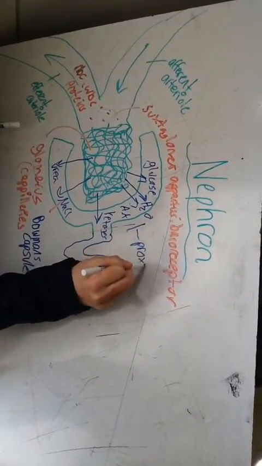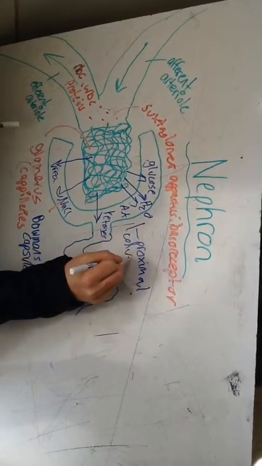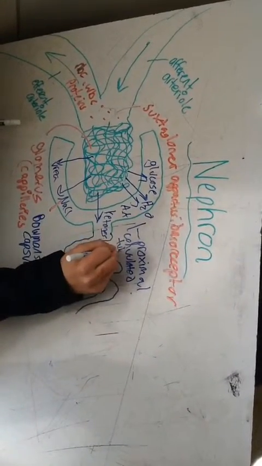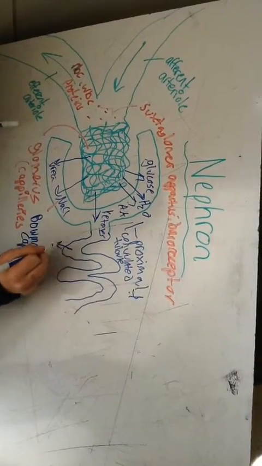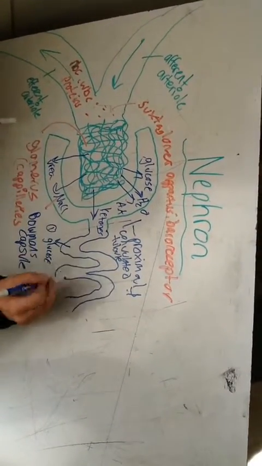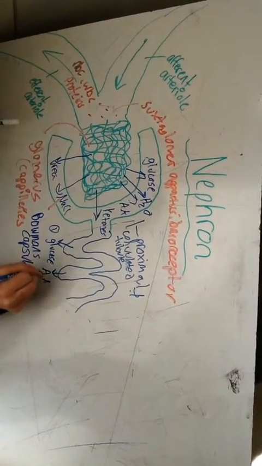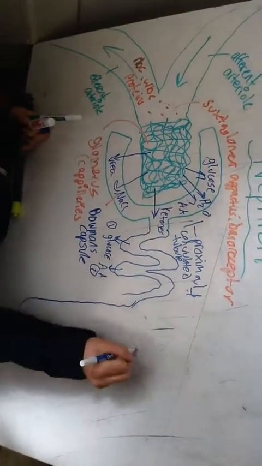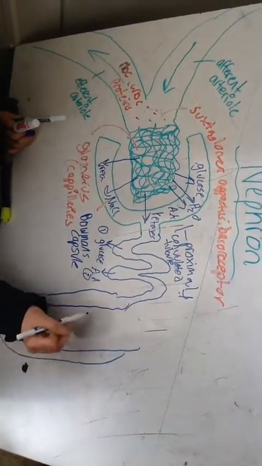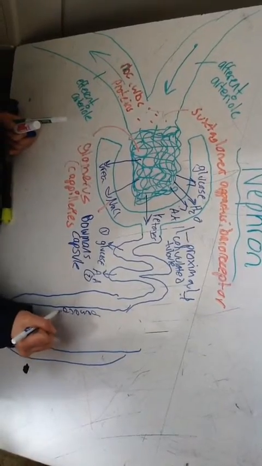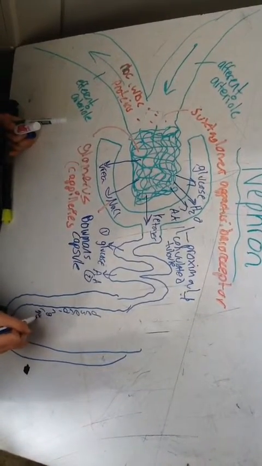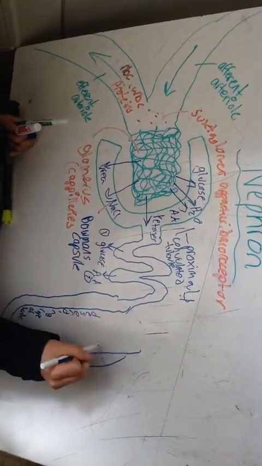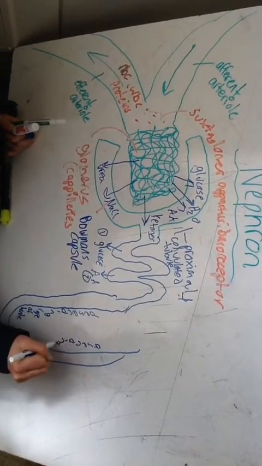They move into the proximal convoluted tubule where glucose and amino acids are reabsorbed into the bloodstream. The rest move into the loop of Henle. In the descending loop of Henle, salt is reabsorbed into the blood, followed quickly by water, which is reabsorbed into the ascending loop of Henle.